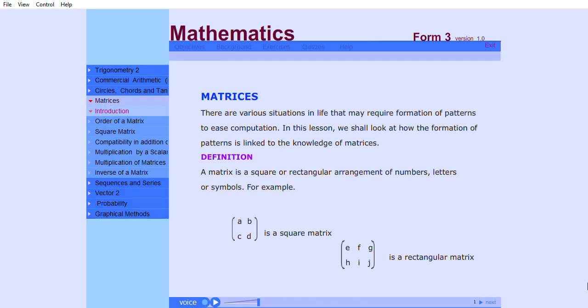Introduction. There are various situations in life that may require formation of patterns to ease computation. In this lesson, we shall look at how the formation of patterns is linked to the knowledge of matrices.